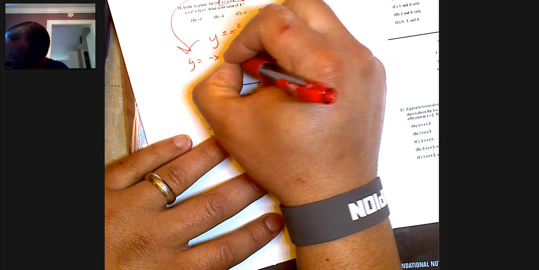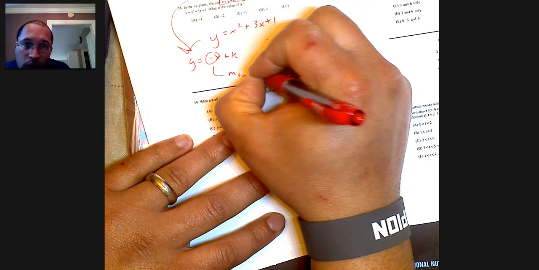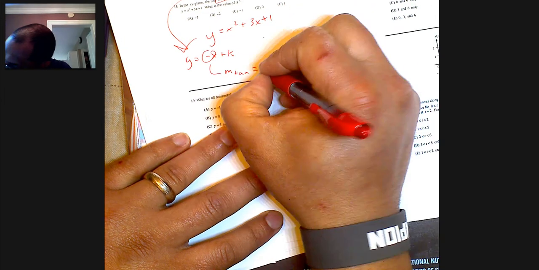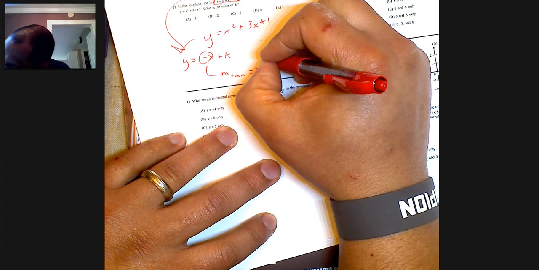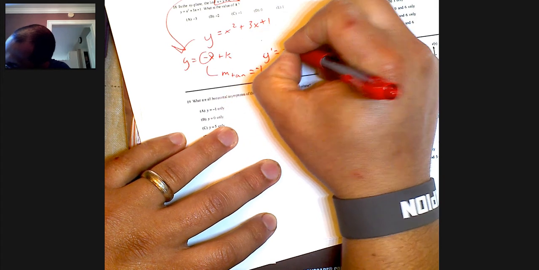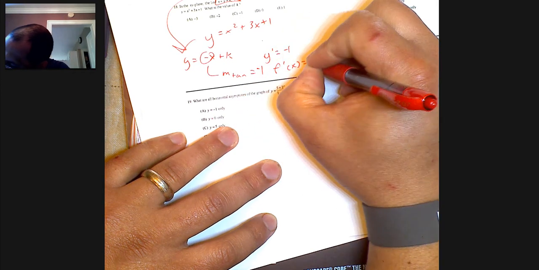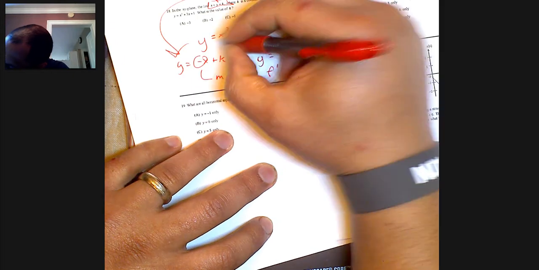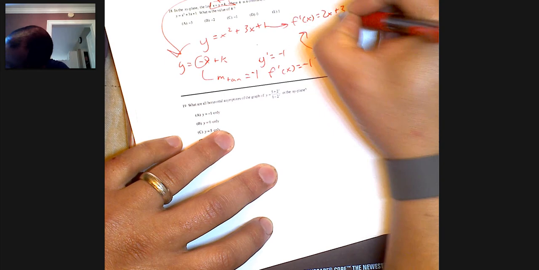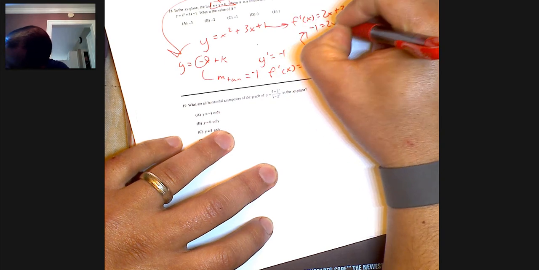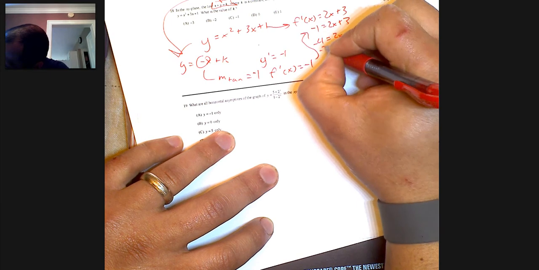Now, what this tells me is my slope, the tangent line, equals negative 1, sorry. So if I know the slope of the tangent line equals negative 1, I know the derivative equals negative 1. So f prime of x equals negative 1, and the derivative is f prime of x equals 2x plus 3. So negative 1 equals 2x plus 3, then minus 3 from both sides, negative 4 equals 2x, divide, x equals negative 2, bam.